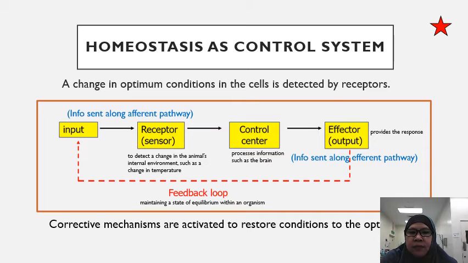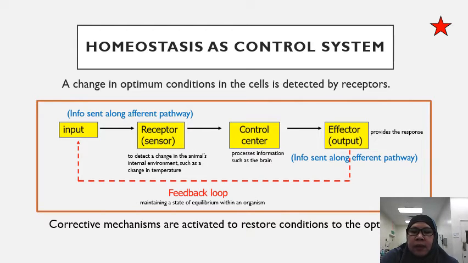How is this info being sent? It goes along the afferent pathway. So you know the difference, afferent and efferent. There are two different ways. Afferent is the one that is the beginning. So A, you know A B C D E. So A first, all right.